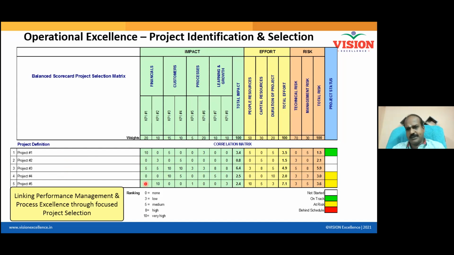This is a team activity. You need to understand project identification and project selection is a team activity. Maybe a team of black belts, green belts, and then project sponsors and champions will sit together and then give these kind of rankings. So every project will be rated against each KPI. And now finally, I will get some numbers here. This number is called the impact each project can make.